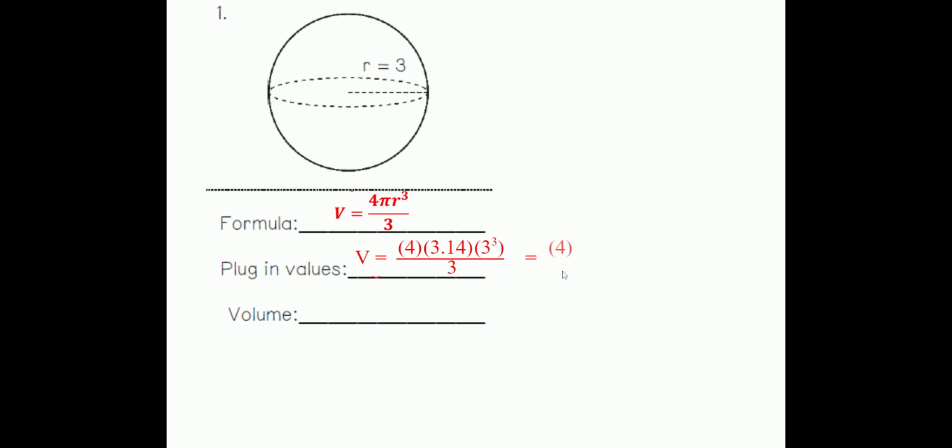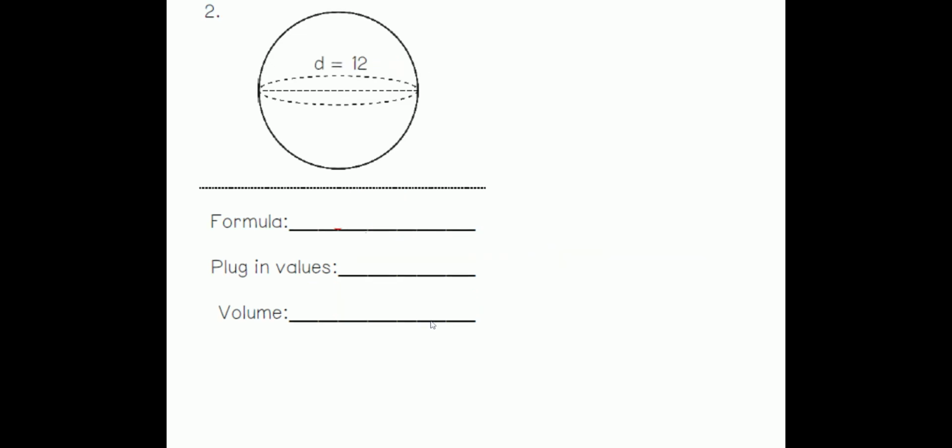You may rewrite it as 4 times 3.14 times 3 times 3 times 3 divided by 3. If you multiply the top out, you're going to get 339.12 divided by 3. And then if you simplify it some more by dividing, you get 113.04. And that's our volume. Let's try another one.